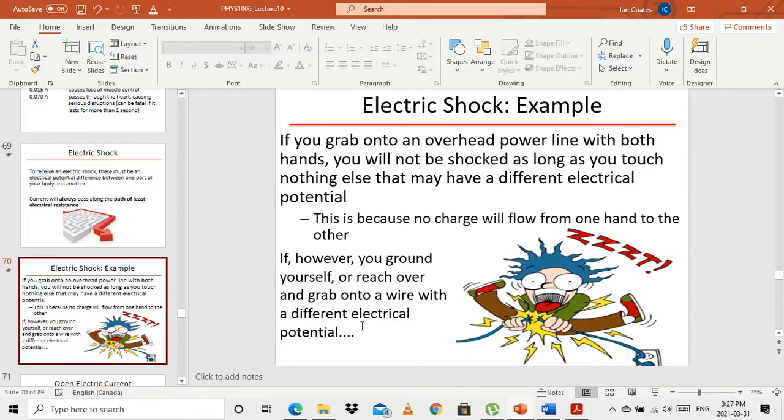If, however, you ground yourself, and what do you mean by that? Touch something else that has a different electric potential, now you've given the electricity reason to flow through you. Okay?